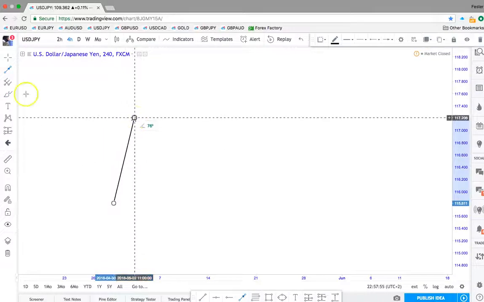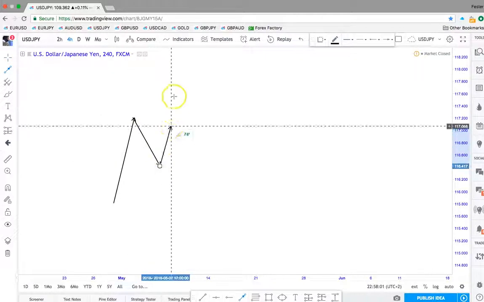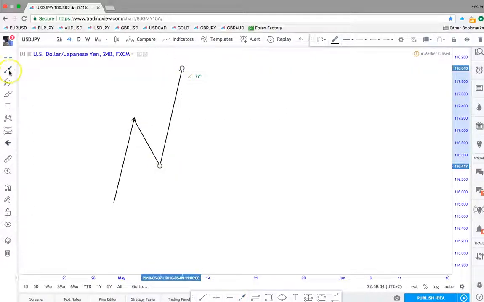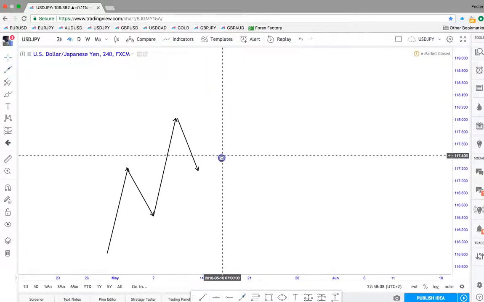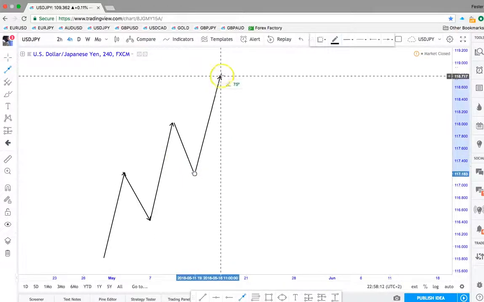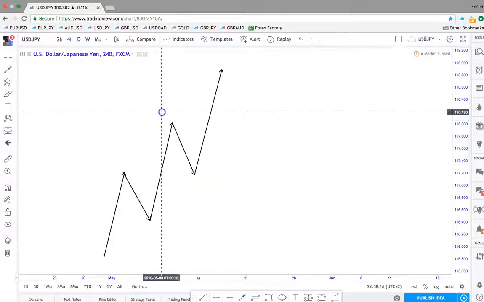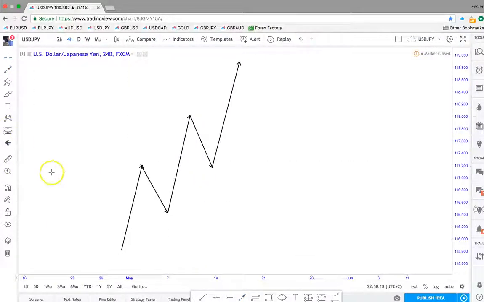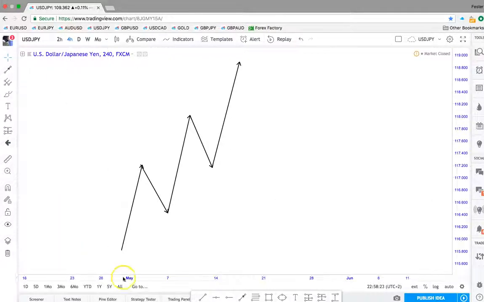We have this, we have this, up, down, and more, up. Right, so I did go through this in a previous video, but I just thought it's important to show you how not to get faked out with proper market structure.